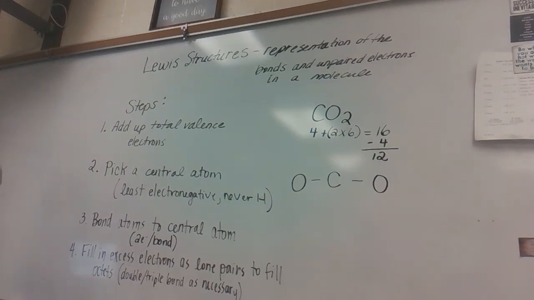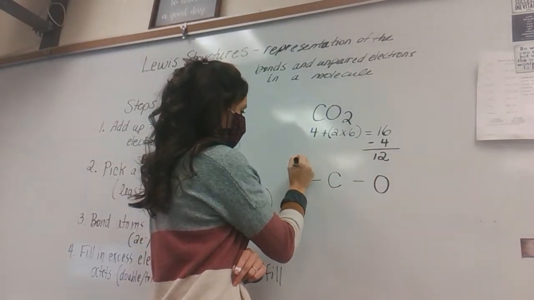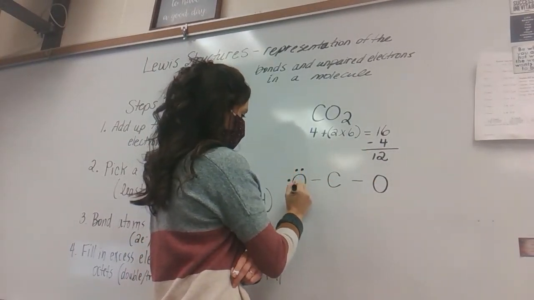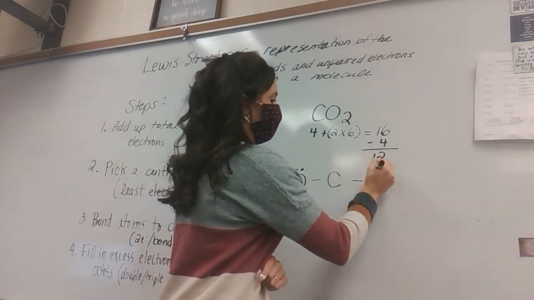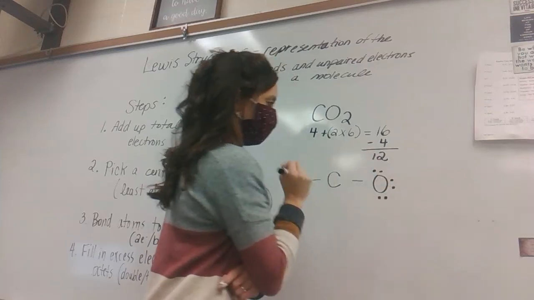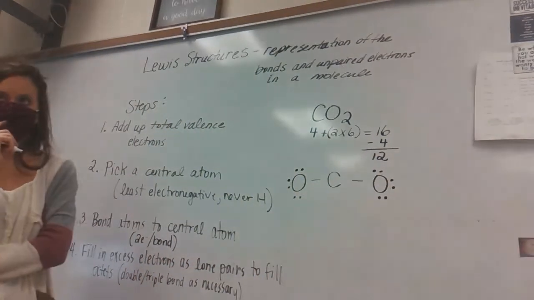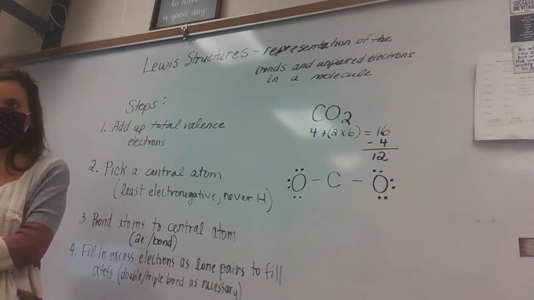At this point, I start filling in lone pairs, and you always want to start on your outer atoms. So 12: 2, 4, 6. Each lone pair is 2 electrons. 8, 10, 12. I've run out of electrons. I don't have any left.